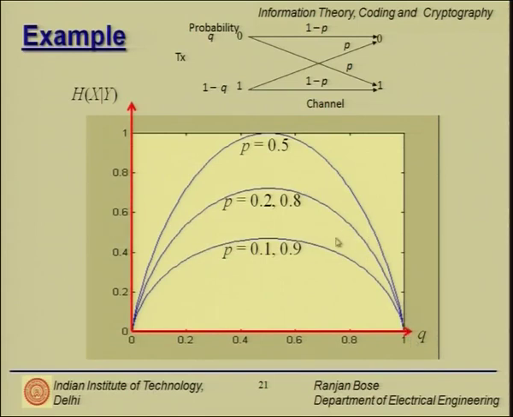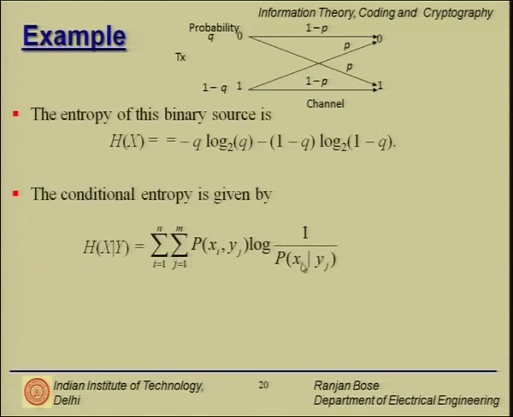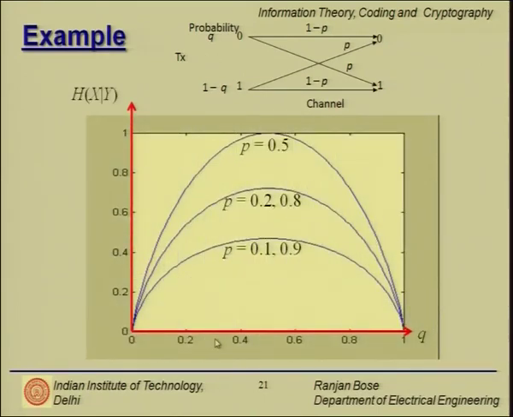I have got 3 figures, one for each of the different values of p. So, first thing to note is, as we have seen in this previous formulation of h of x given y, that it depends on the probabilities of p xi comma yj together, and they depend in turn on p and q. So, h of x given y, the uncertainty of x given the observation of y, increases as q increases, goes through a maximum and then goes down again.